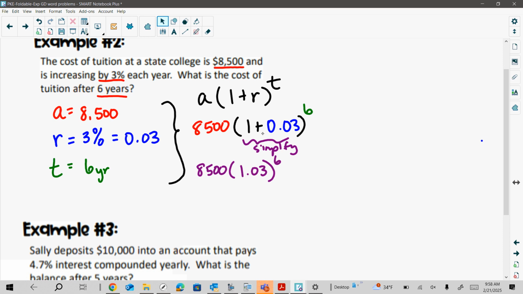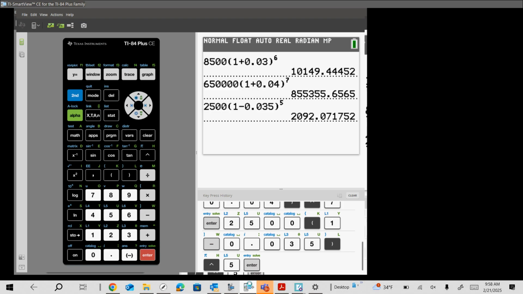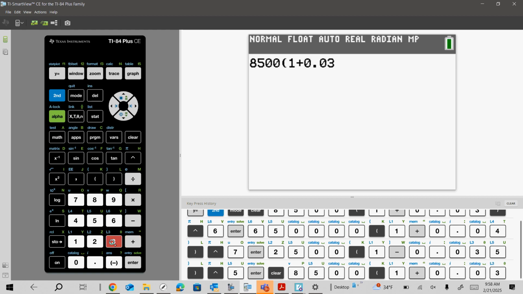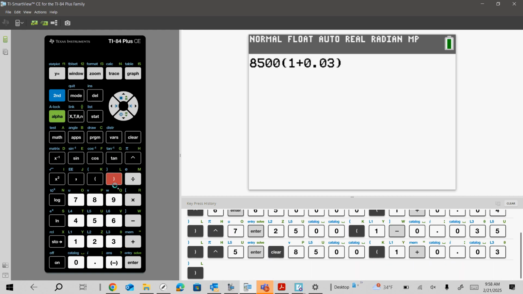Okay, so what you have to do is, let me clear my screen out. You start off with the 8,500. Then you can do your parentheses, 1 plus our rate, which was our 0.03. Close the parentheses and raise it to a power of 6. And then you're going to hit enter.